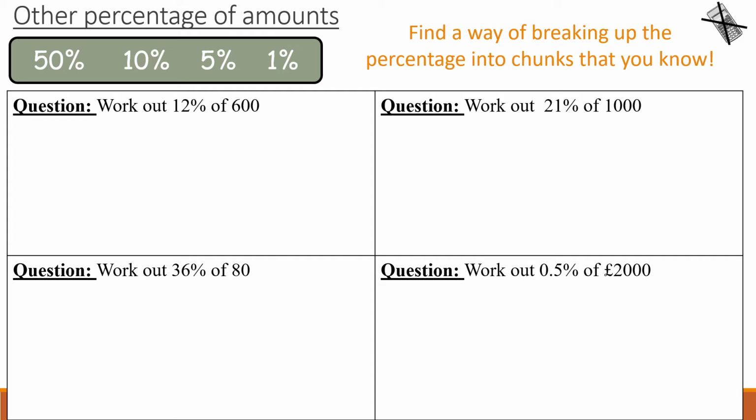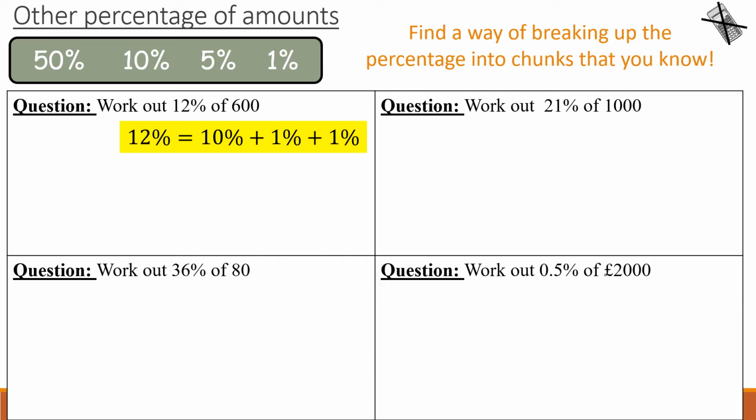So what I'm going to do first of all is think, for question 1, I'm going to work out 12% of 600. I'm going to think, how can I break up 12% into more easy chunks? So I think, for me, the easiest way would be to do a 10%, a 1% and a 1%. That adds up to make 12. So that's what I'm going to work out.